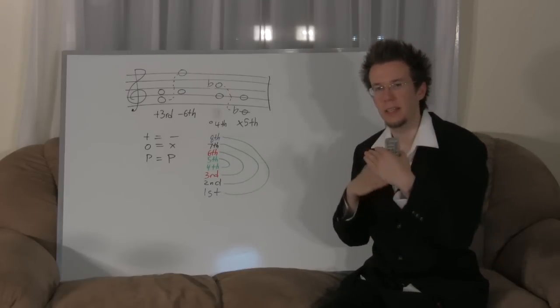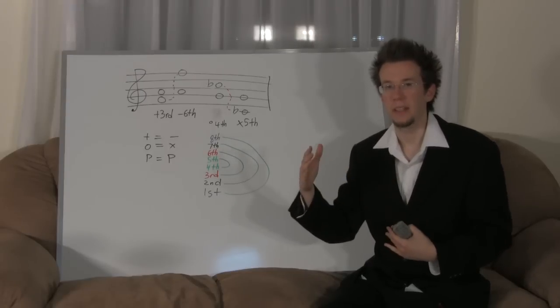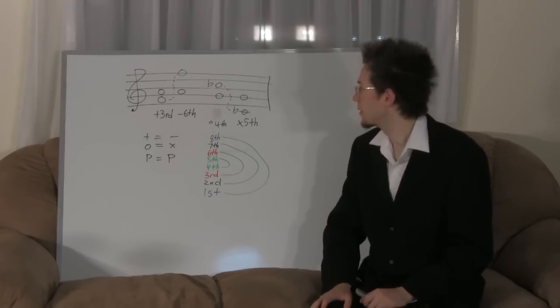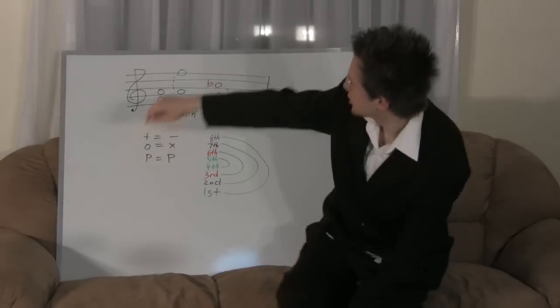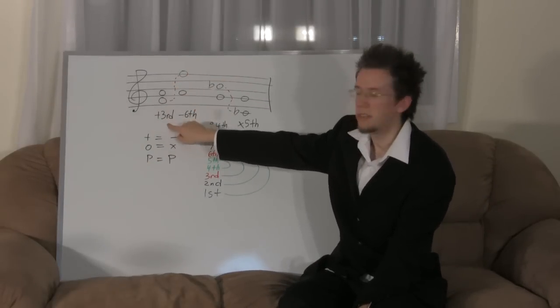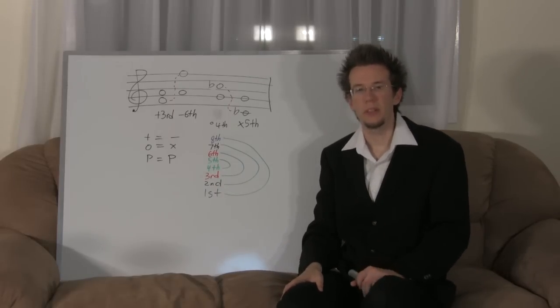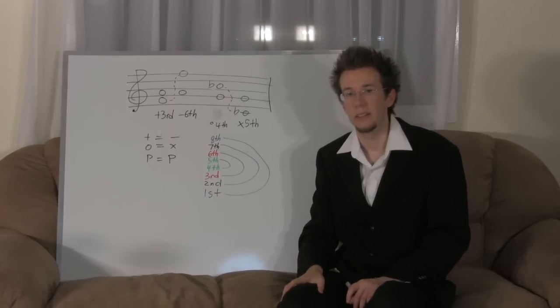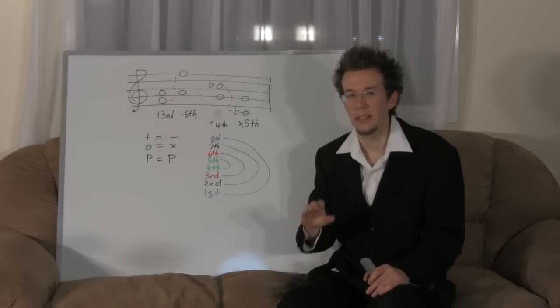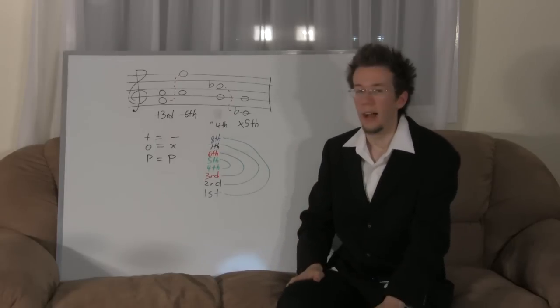Well, it's basically taking the top or the bottom of an interval and flipping it, okay? Let's take a look at this. Right here we have F to A, which is your major third. Now if it said invert this interval, what you'd have to do is take one note of these and move it up or down an octave.